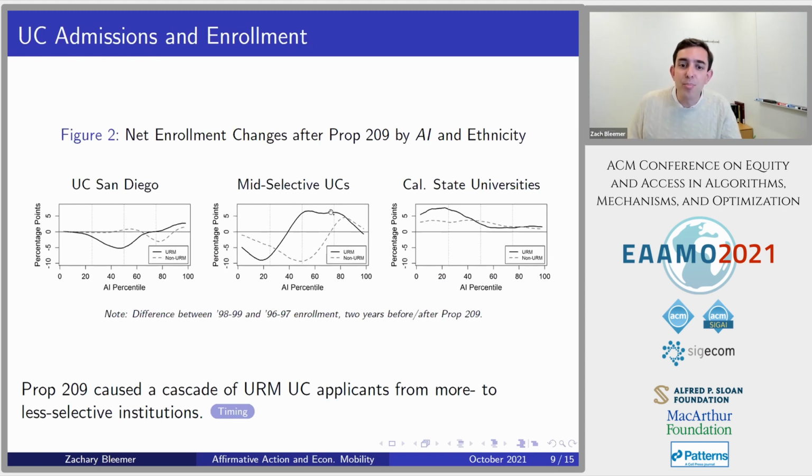Well, those students became relatively more likely to enroll at the middle selective University of California campuses, whereas students at the bottom of the academic index distribution are pushed out of the middle selective schools and pushed into the California State University system, the least selective of the California universities. What I want you to take away from this is that Prop 209 caused this cascade of Black and Hispanic students. No one was pushed out of higher education altogether, or at least it seems like very few were, but everyone was pushed to a somewhat less selective university than they would have otherwise attended.